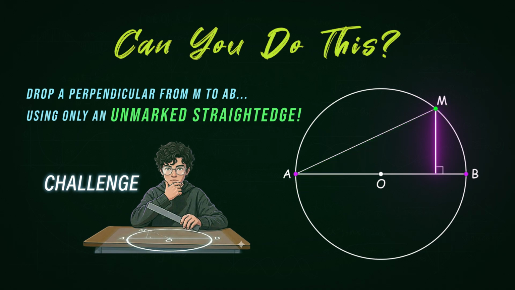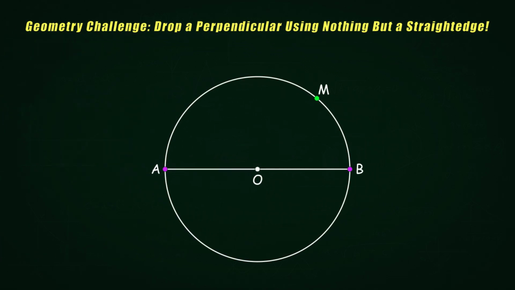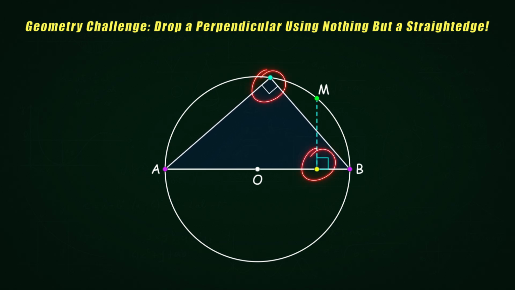Let's take a look. First, looking at the problem, we have a circle with a diameter, and we know that any angle subtended by a diameter must be a right angle. But here, we need a perpendicular line to the diameter. So, how do we link that right angle on the circle to what we actually need?